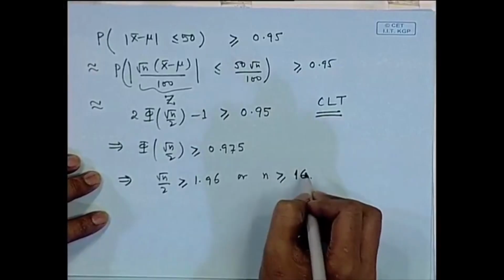So, we need a minimum sample size of 16, so that the sample average and the population average do not differ by more than 50 and the probability of that should be at least 0.95.